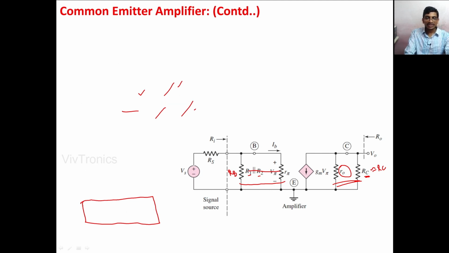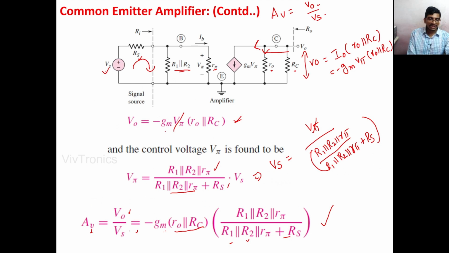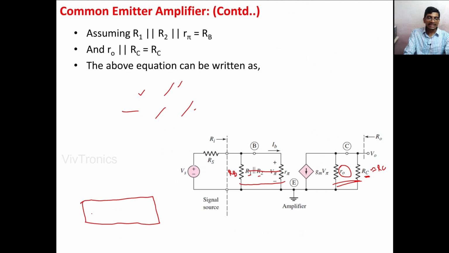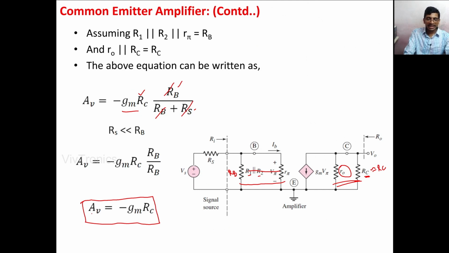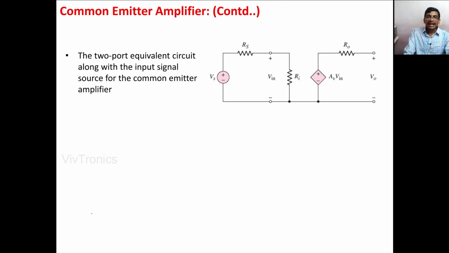Here, the first AV equation is the exact equation of the voltage gain, and AV equal to minus Gm into RC is the simplified voltage gain. And at the input side we can represent the two-port network equivalent circuit of the common emitter amplifier. The two-port network equivalent circuit of the common emitter amplifier is shown in the figure.